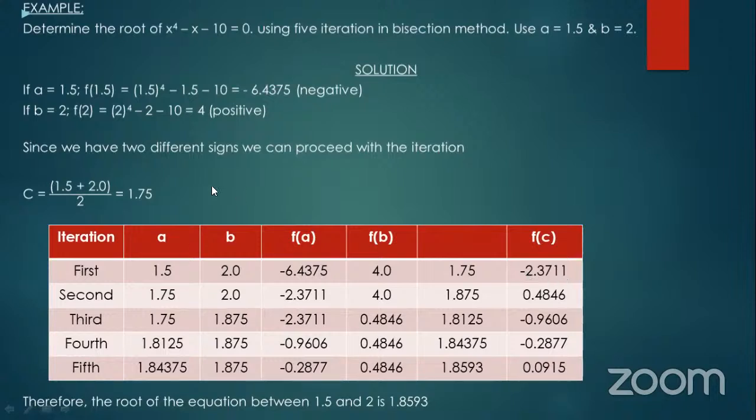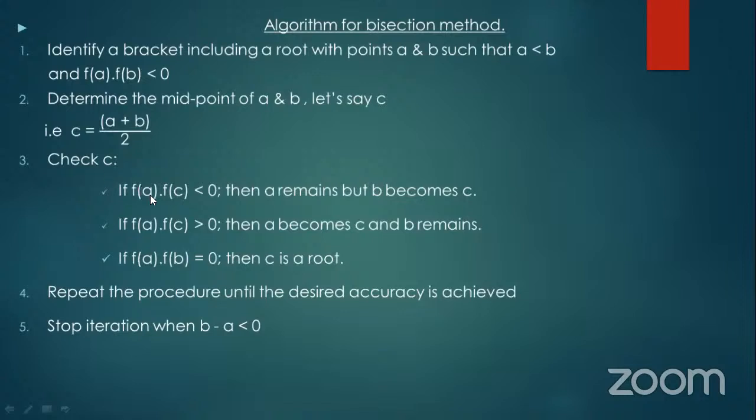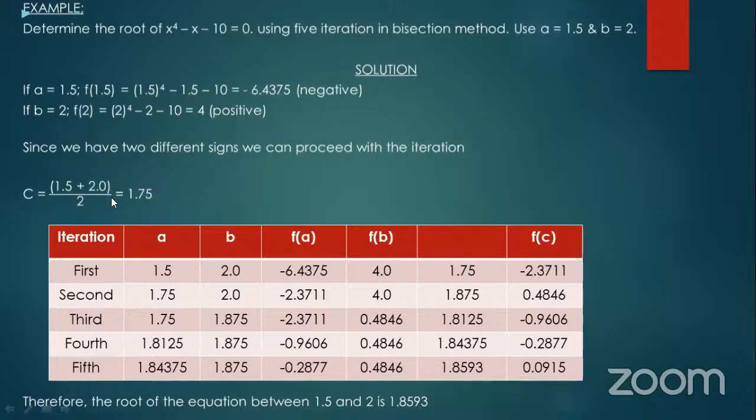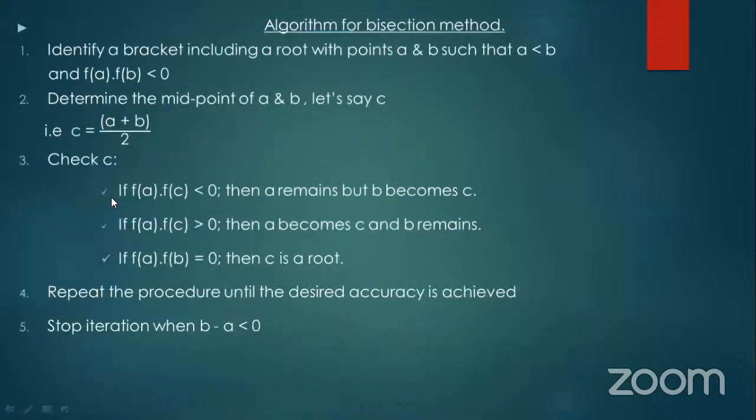Now let me go back. From here, check C. We are given 3 conditions: if function A multiplied by function C is less than 0, that is the function of C that we got. If we multiply it by A and it is less than 0, that means our function A is negative, and our new function C is negative also. That means if we multiply it, it's going to give us a positive value. So A will remain, but B becomes C.